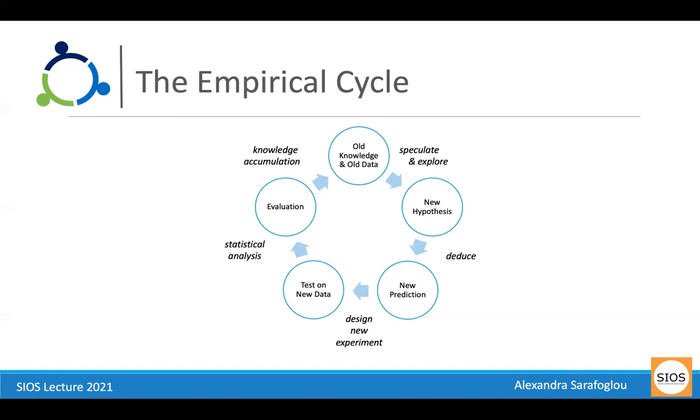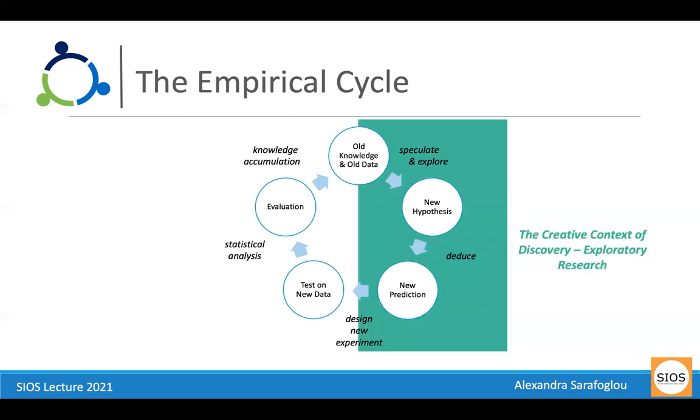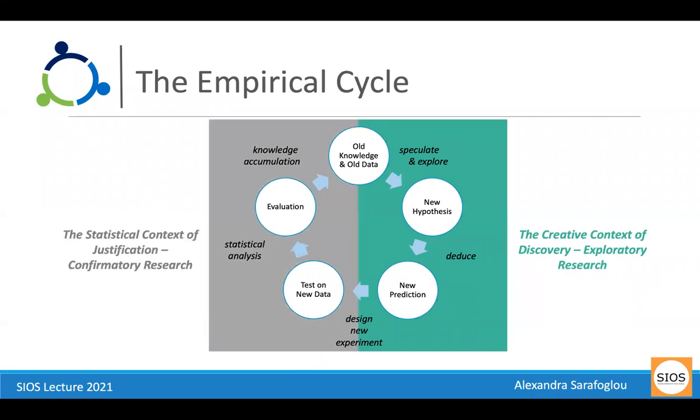So really there are two phases of research here that we see. So the first phase is what Reichenbach called the creative context of discovery. So this is your exploratory research where you go through the literature, maybe you play around with data that you collected before and you produce all your hypotheses. And then there's the statistical context of justification, or the confirmatory research, where you have your hypothesis and your prediction and you test it on your data.